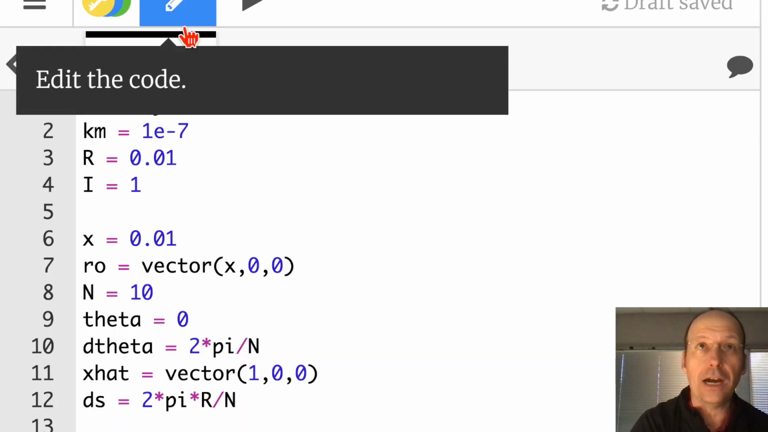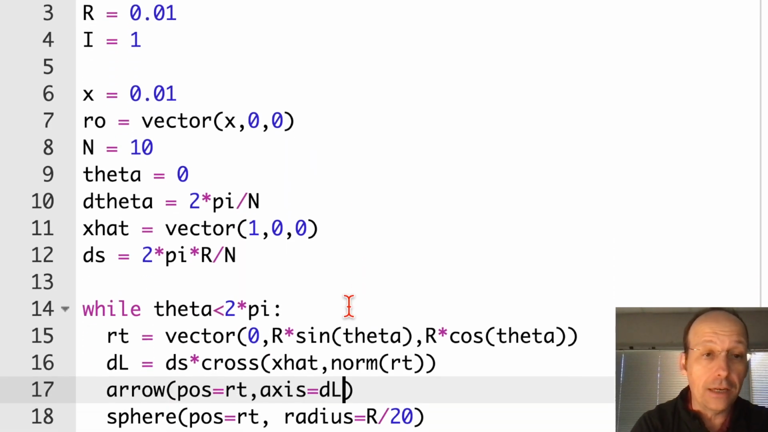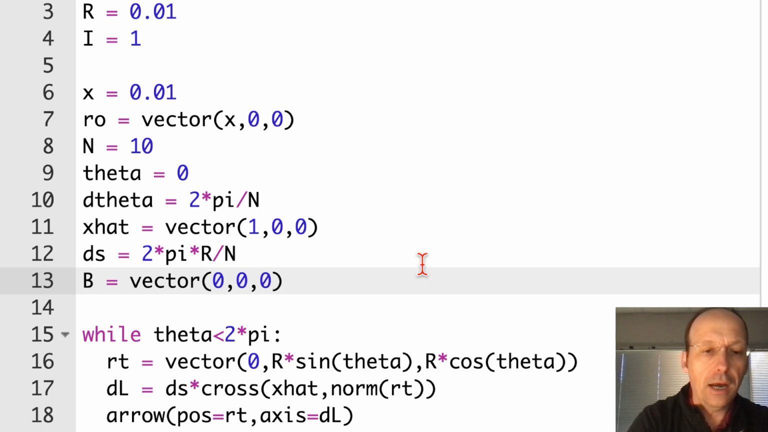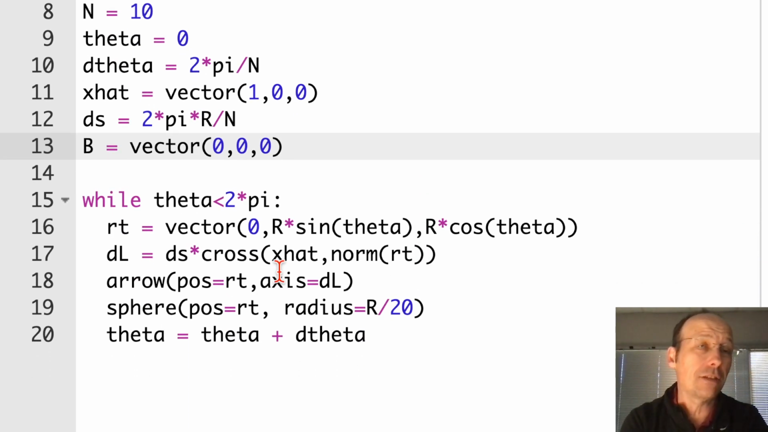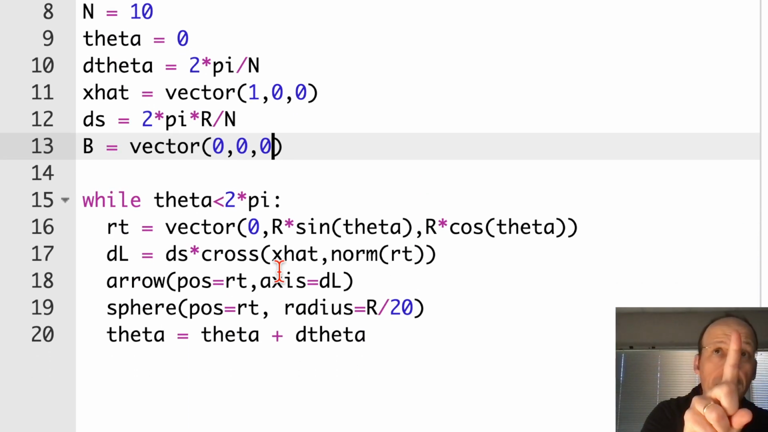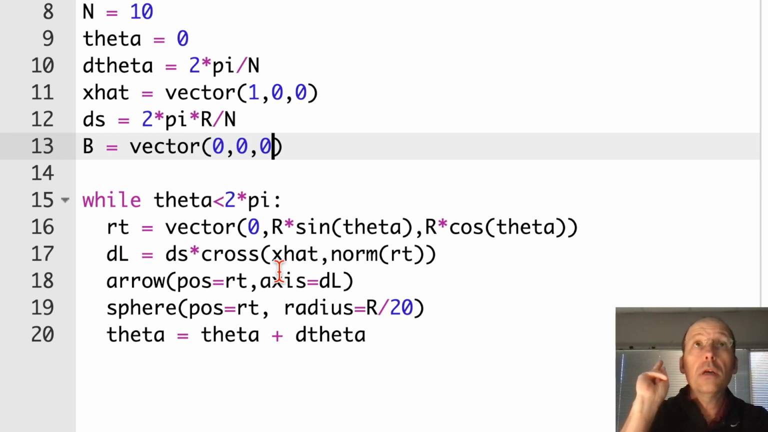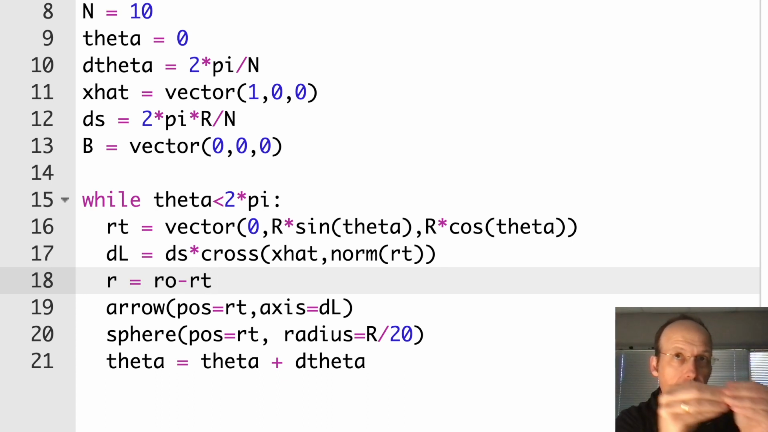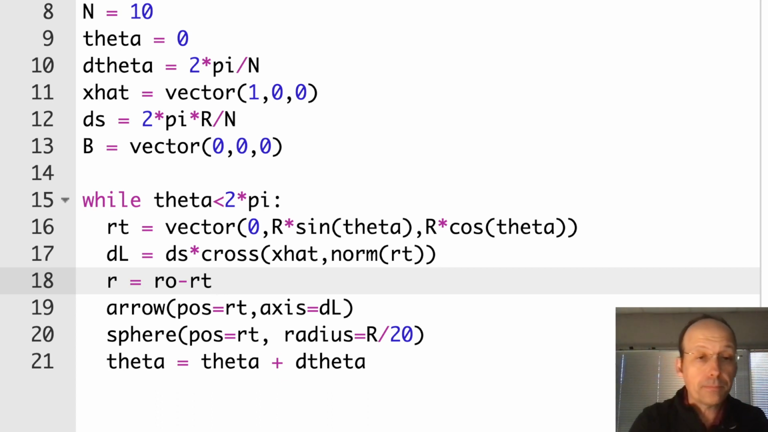Now we can just calculate the magnetic field. That's all we really needed. So down here, I'm going to say B equals vector 0, 0, 0. And then down here, I don't actually even need those things, but that's fine. I need to, 1, calculate r, 2, plug into my Biot-Savart equation. So I have rt, I can calculate r. r is going to be equal to ro minus rt, right? Because that's the observation location minus the vector position.